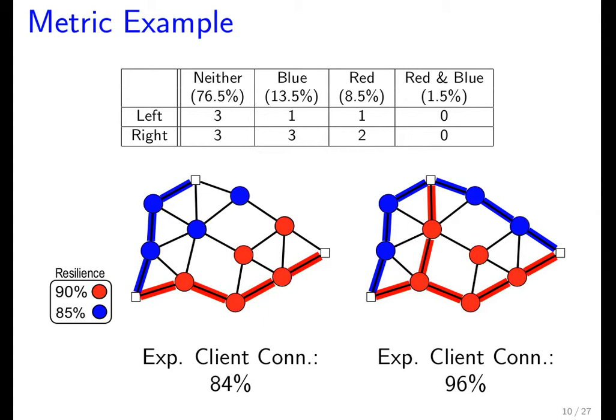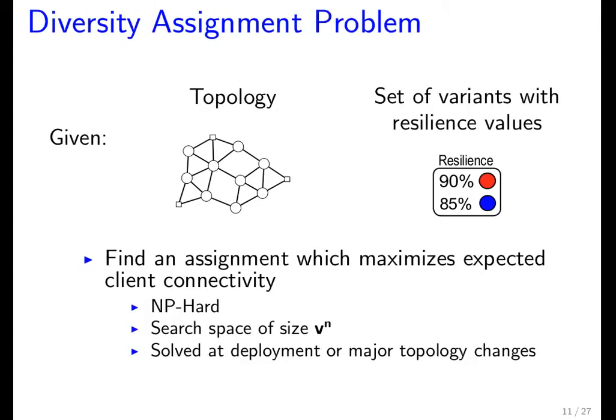And you can find these final expected client connectivities by multiplying the values in the rows by the probabilities of each compromise event. So just by the simple counts, you could see that the right assignment had more connectivity than the one on the left, and the expected client connectivity shows that as well. We're multiplying those simple counts by the likelihood that those situations occur.